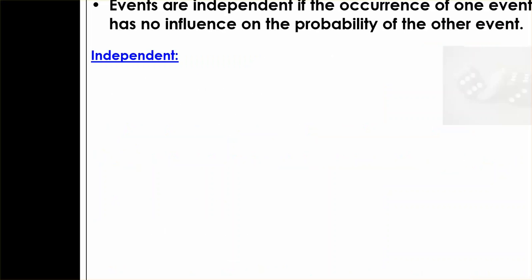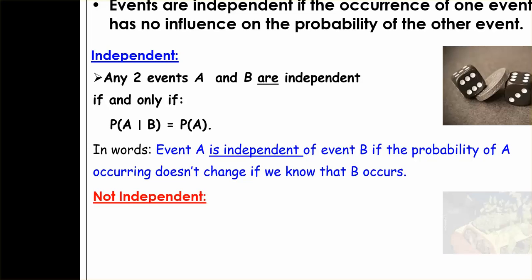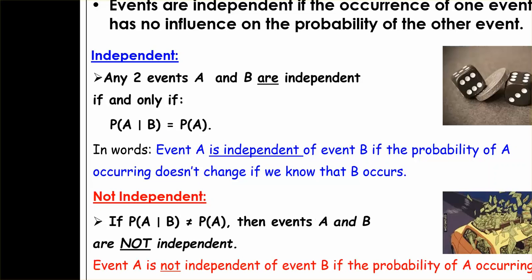So the test is, events are independent if and only if the probability of A given B is the same as the probability of A. So B doesn't change the probability of A. They're not independent if the probability of A given B is different to the probability of A. So if the occurrence of B changes the probability of A, then they're not independent.